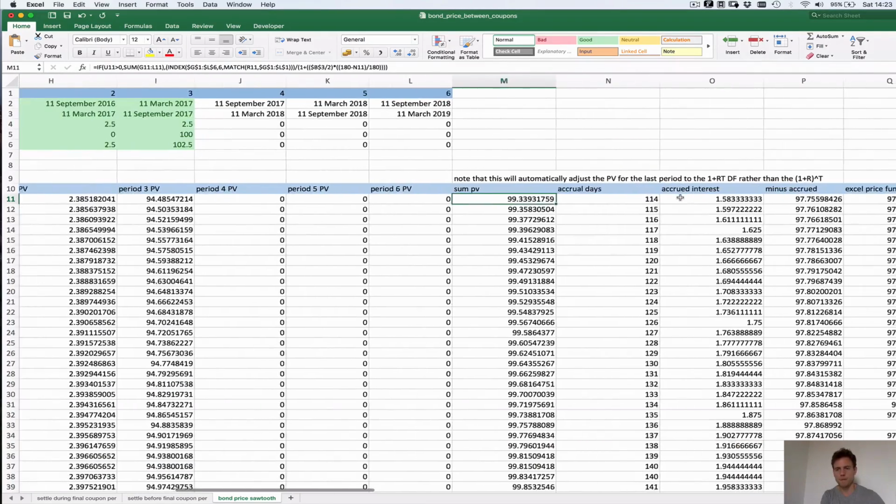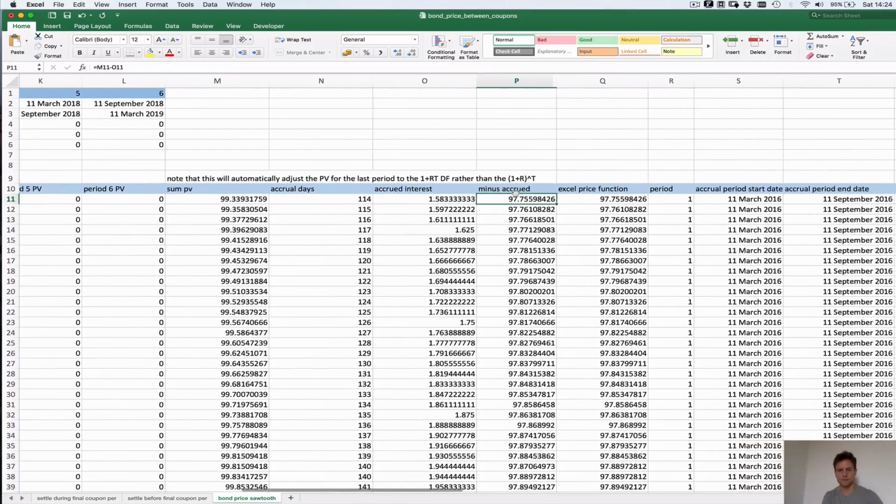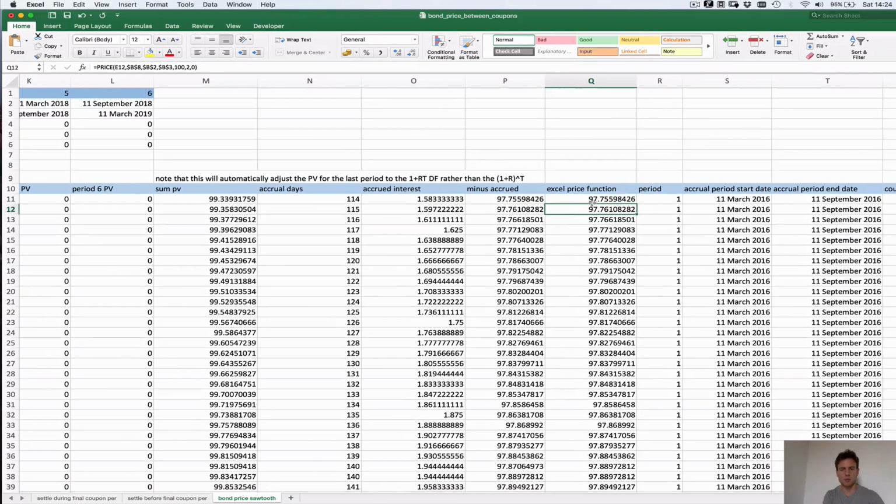We add those together. Then we calculate the accrued interest. You can see how the formulas break down, but it's essentially the coupon payment multiplied by the number of days that have already elapsed in the period, divided by the total number of days within the period, and this gives us this amount. So when we subtract the accrued interest from the present value, we get this. And all I want to show you is, in a nutshell, this is the Excel price function. So what is the Excel price function? We say price, and then you specify these parameters.